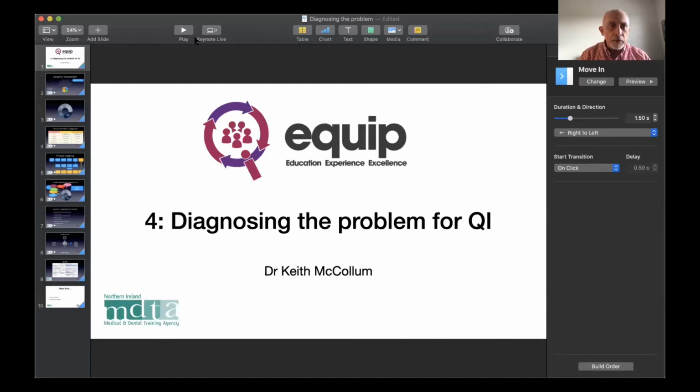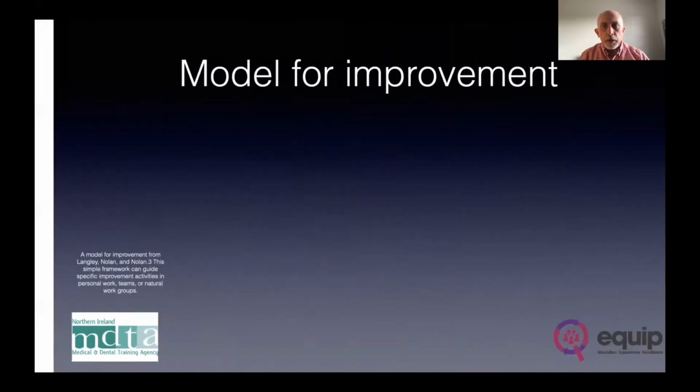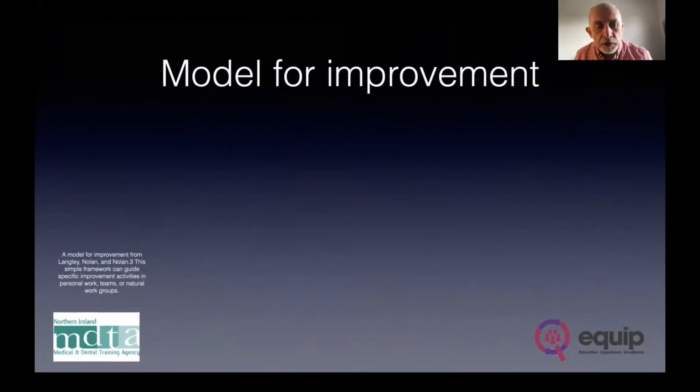So I'd like to share with you today something around an important aspect of quality improvement, which is diagnosing the problem for quality improvement. In the last of the series, you would have explored this. This is the model for improvement. It's the foundational structure that we understand quality improvement. And it's made out of a series of 3 questions.